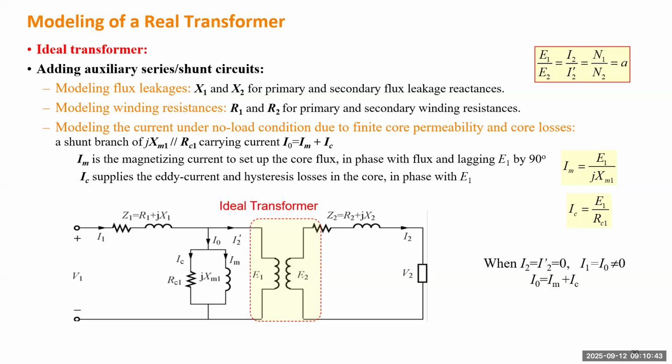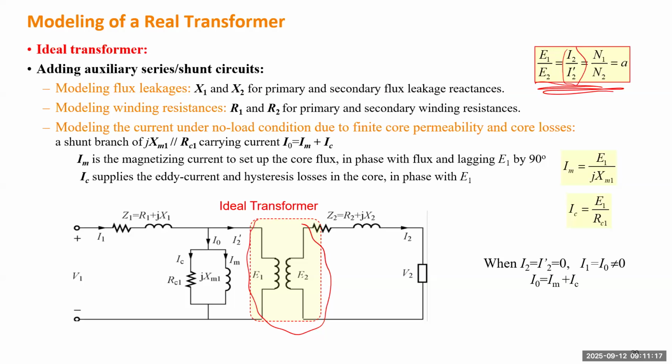So for the ideal transformer, we just need to know this equation. The voltage on the primary side divided by the voltage on the secondary side will be equal to the ratio of the turns of the two windings. Based on the conservation of energy, the current on the secondary side divided by the primary side will also be the ratio. So that's the ideal transformer.